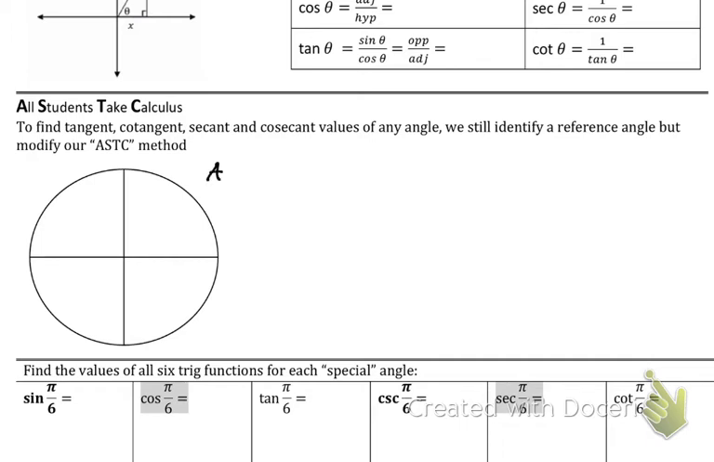So we have All Students Take Calculus. All is easy. Everything is positive.